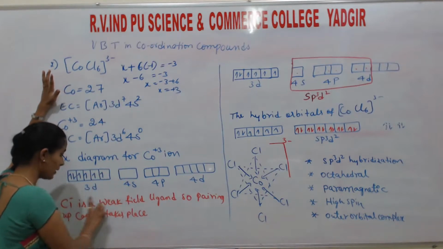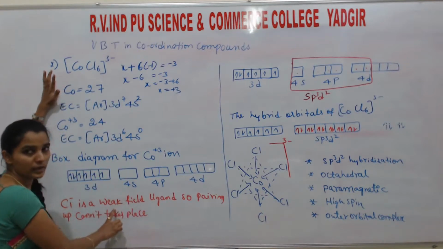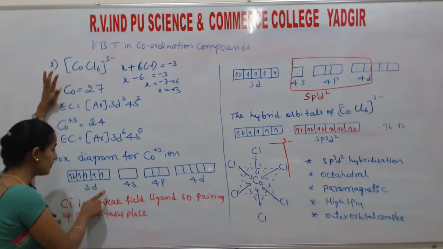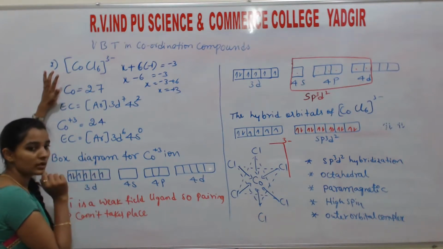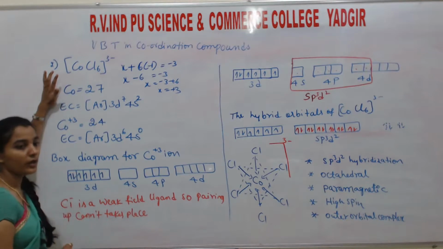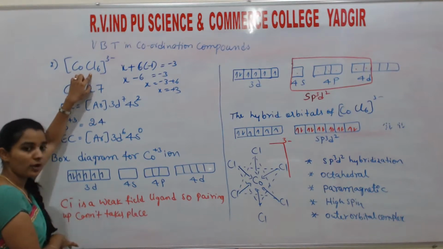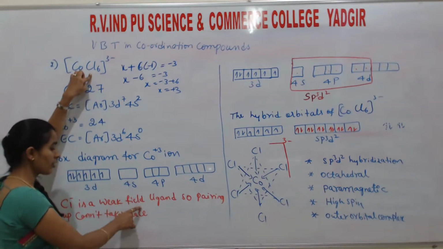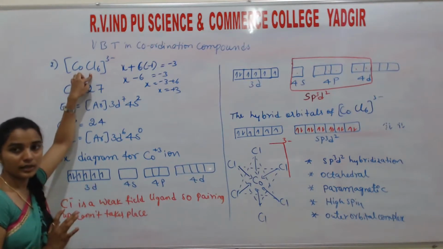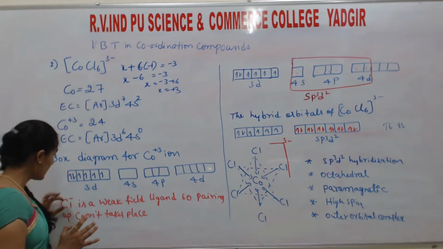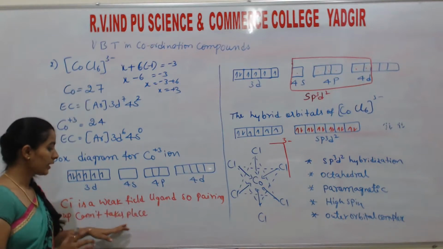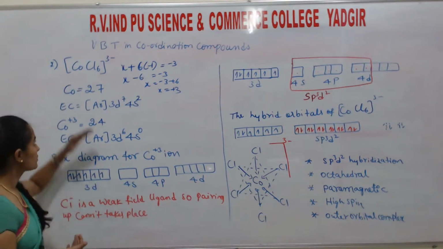The next thing here is a very important thing you have to remember. This will decide which is the structure, which is the hybridization of your complexes. Here, in the earlier compound I took, NH3 is the ligand there, so it is a strong field ligand. Here Cl is a weak field ligand, so pairing up doesn't take place. Okay. So this is the thing.